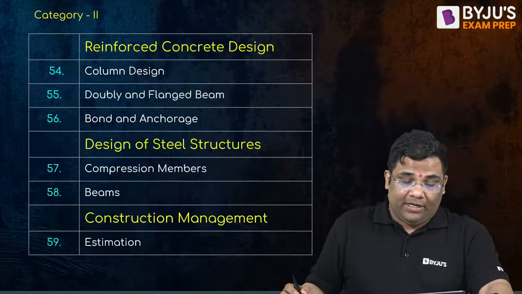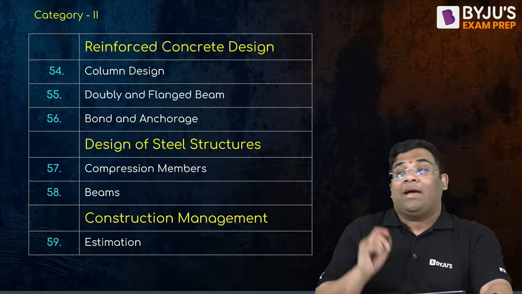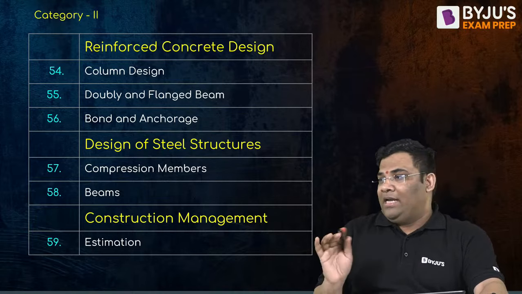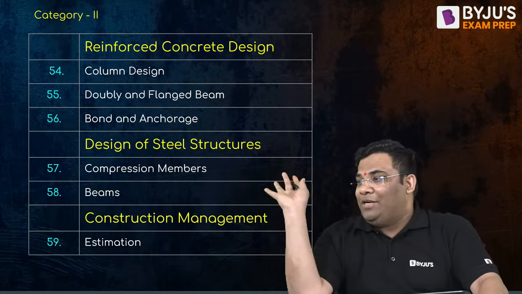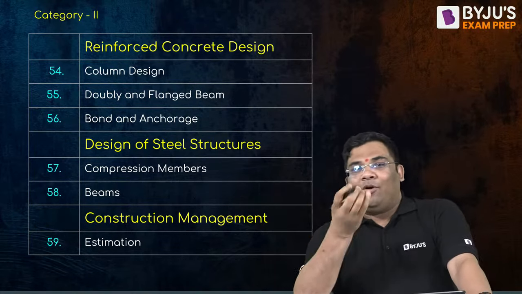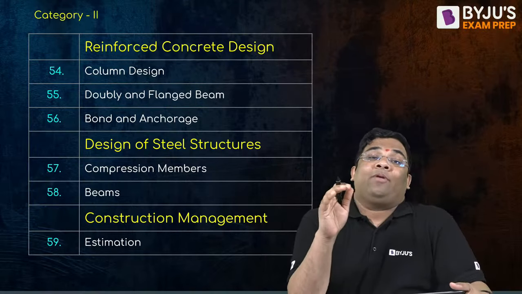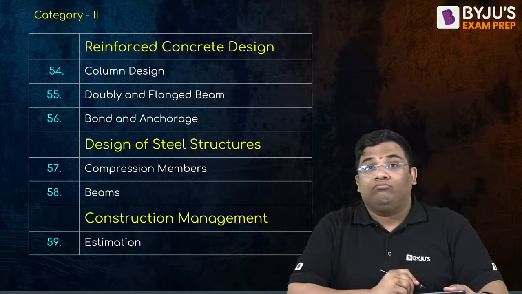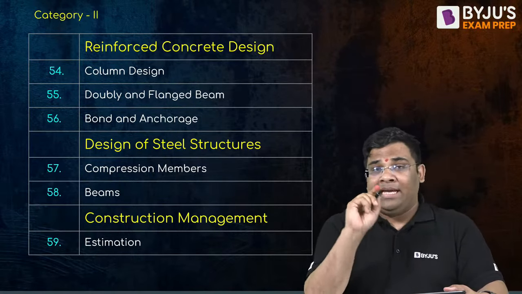Let us see what is there in category 2. In category 2, we have column design. Yes, I told RCC, don't leave column. I am not telling, don't leave any topic. I will never recommend leaving a topic. I will tell the priority of topics. So column design in category 2. Yes. Doubly and flanged beam.